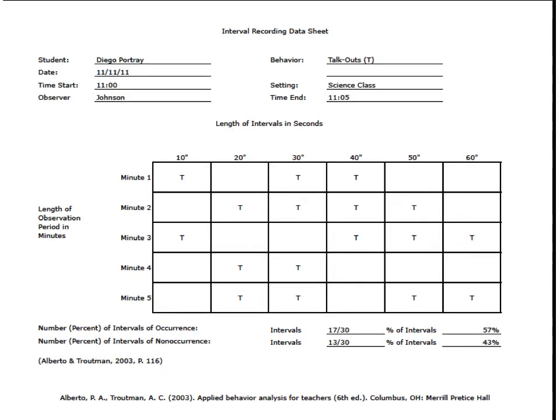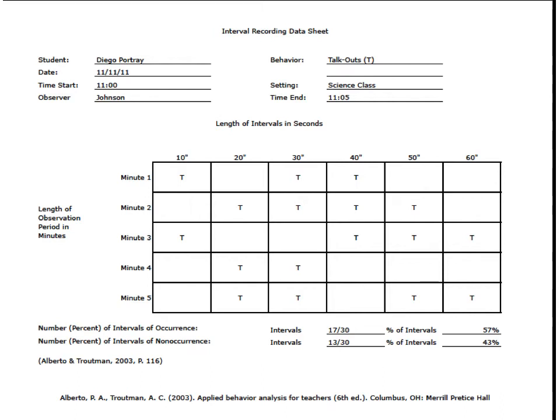So here's an example. T means talks out. So that's the target behavior. Let's say this person is using partial interval. So the teacher marked T if this student, Diego, talked out at any moment within that interval. So she marked T in the first interval, third, and fourth.